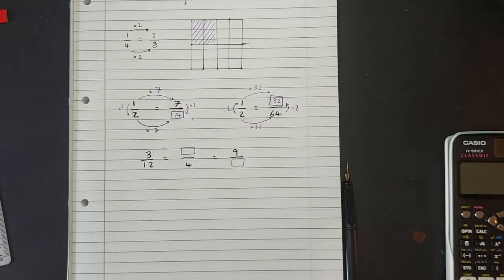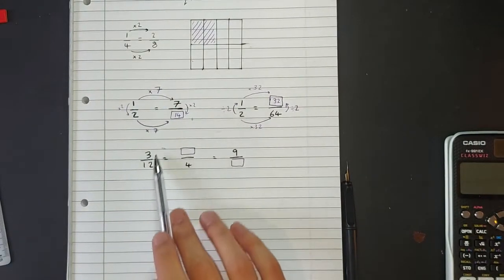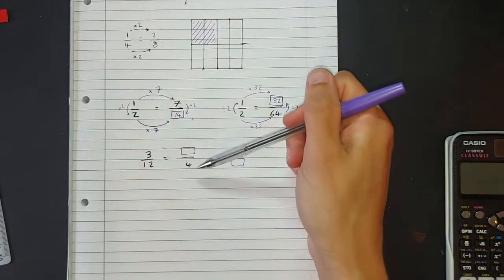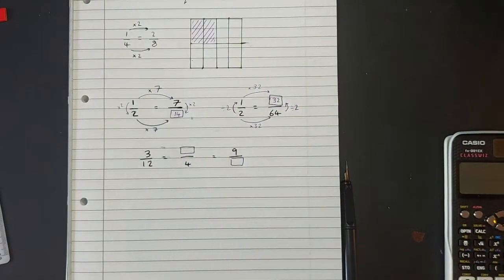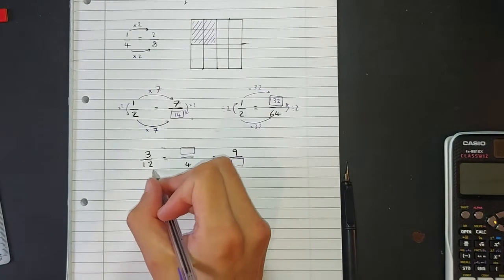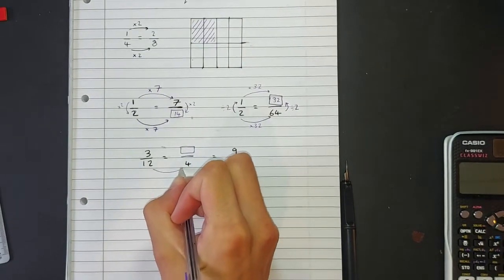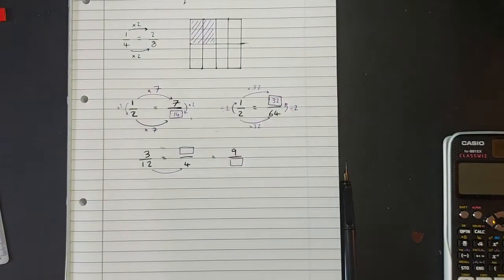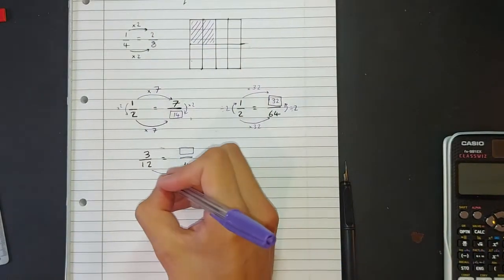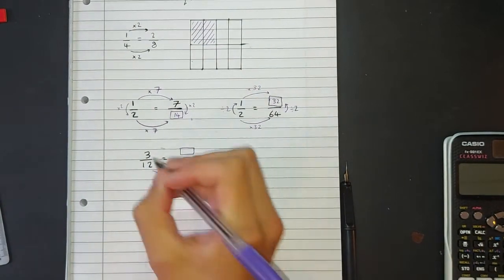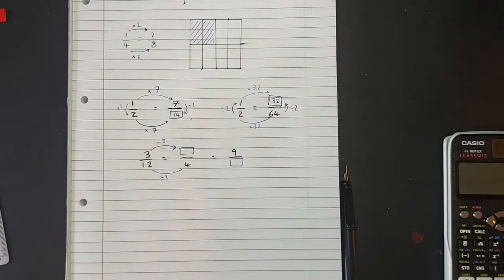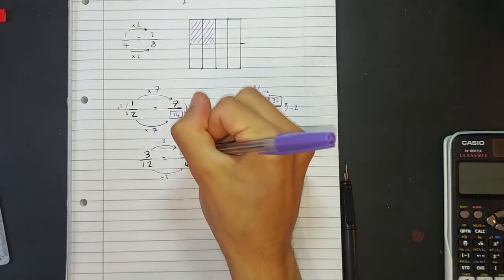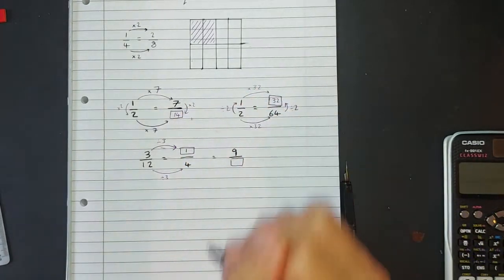Now, again, there's multiple ways you can go about this. You could compare the denominator and the numerator, or you could compare across. So I'm going to compare across for this first one. What do we times or divide by from 12 to get to 4? Well, we divide by 3. So 3 divided by 3, you should be confident that anything divided by itself is 1. So that means 3/12 is equal to 1/4.